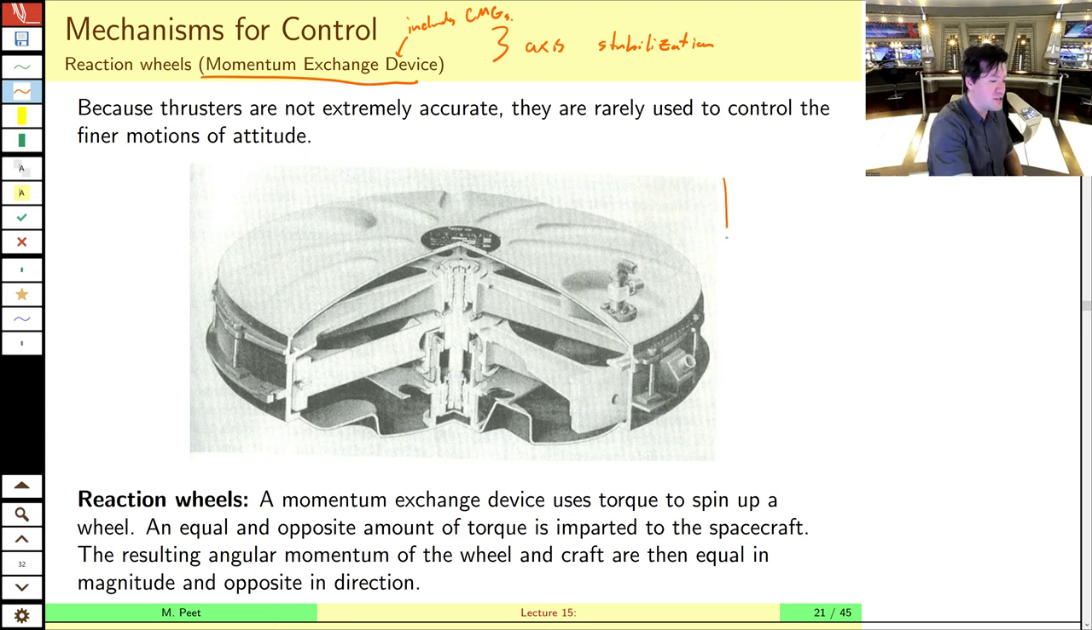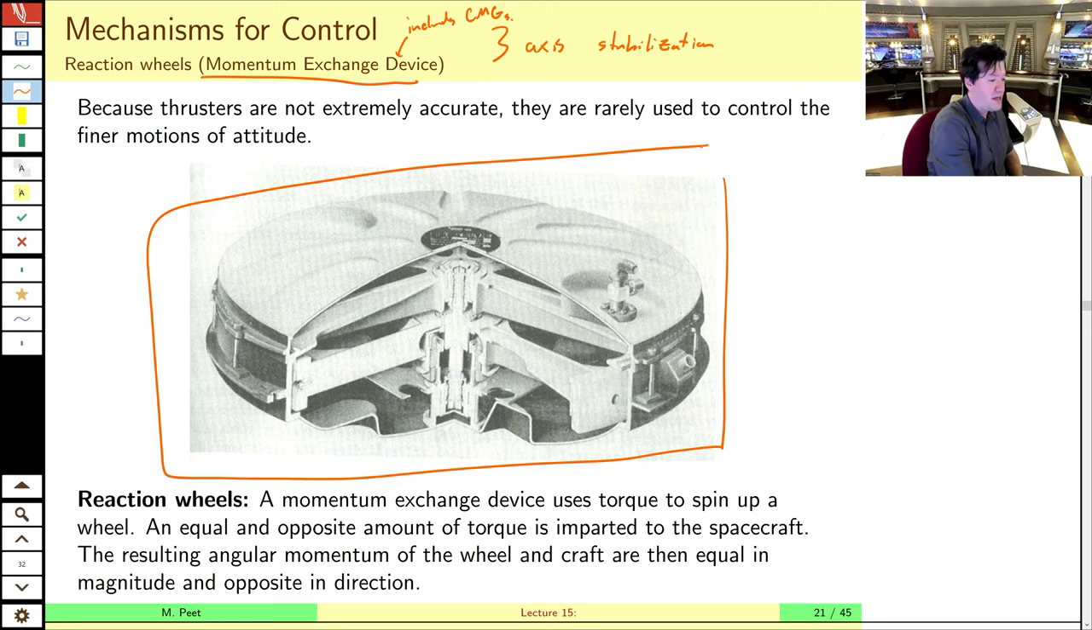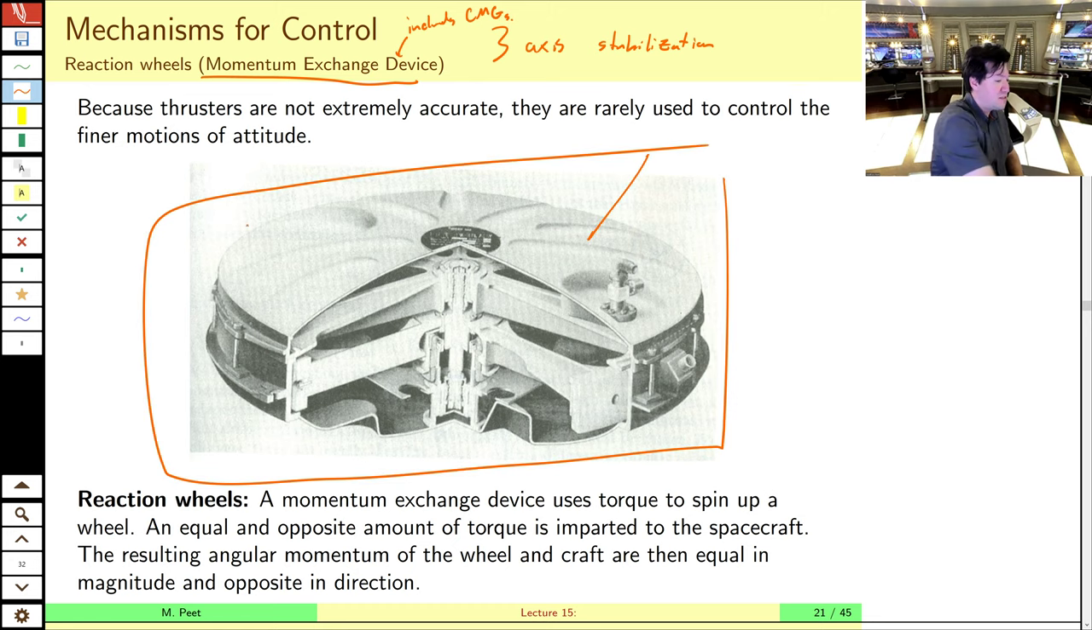So basically, you've got a spacecraft here, and this device here, which is a reaction wheel, is mounted to the spacecraft. And so you've got a little motor here, and that motor uses electricity to create a torque. And it creates a torque on this flywheel.